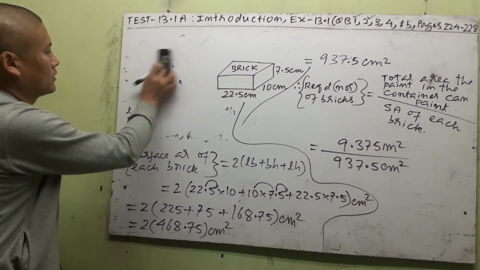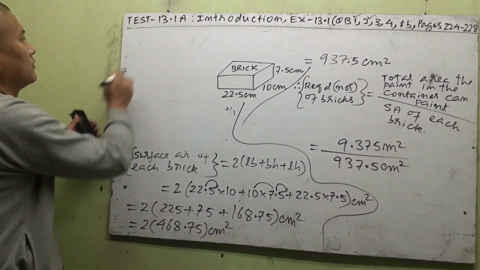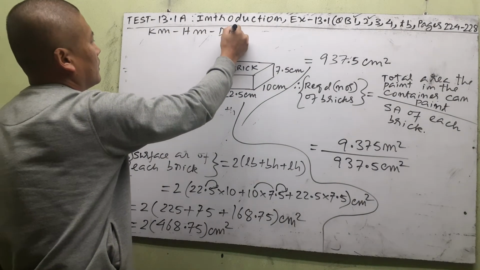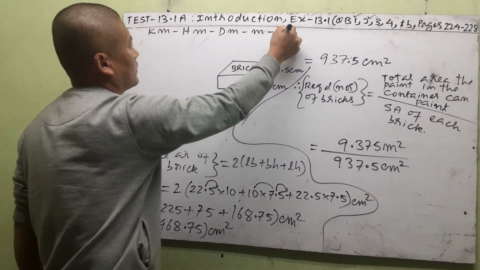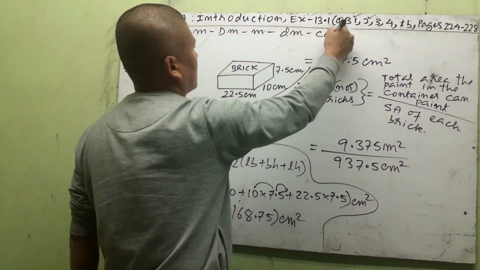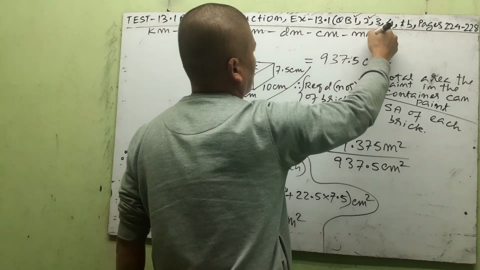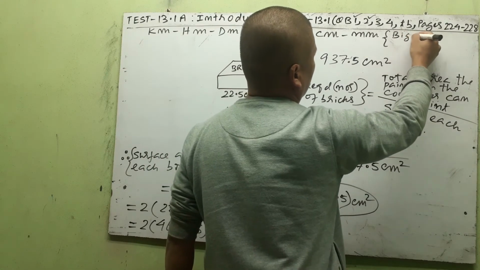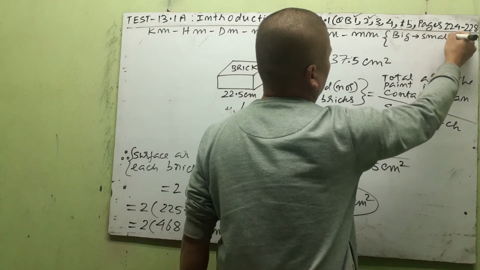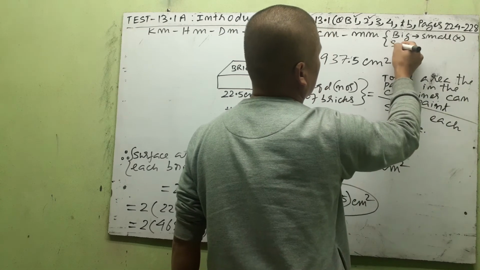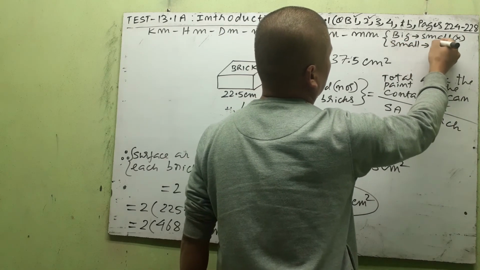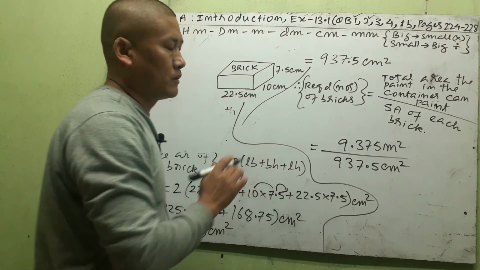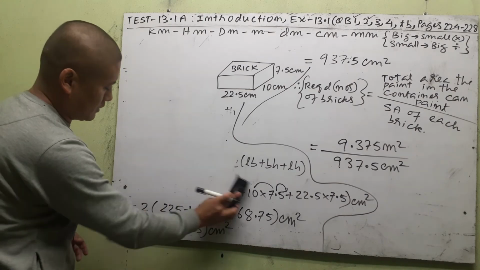In order to do that, as I mentioned in the first class, we need to know the conversion for length: kilometer, hectometer, decameter, meter, decimeter, centimeter, millimeter. And we need to keep in mind, when you're changing a bigger unit to a smaller unit, you have to multiply, and if you're changing a smaller unit to a bigger unit, we need to divide. We talked about that in the previous class.